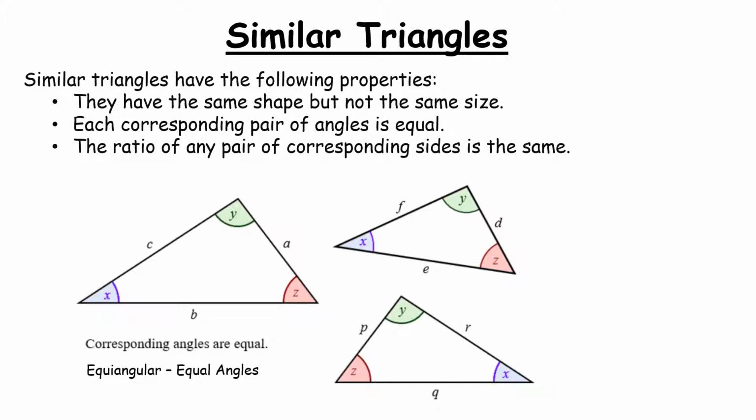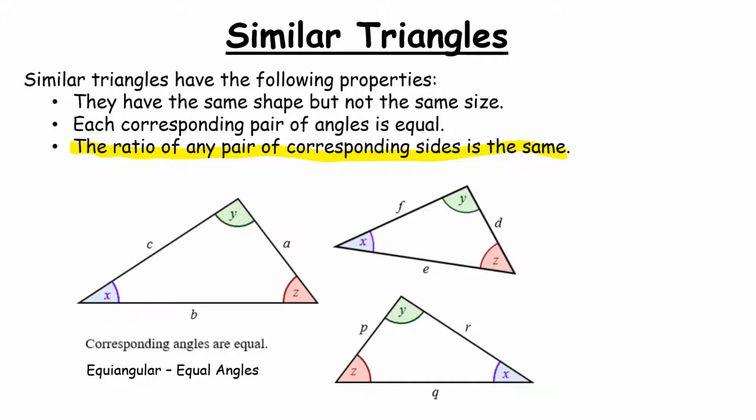So let's take a look at some pictures. Similar triangles have the following properties. They have the same shape, but not the same size. Each corresponding pair of angles is equal, and the most important piece here, based on one of our theorems, which we're going to look at in a second, and it's the most useful piece of information we know about similar triangles: the ratio of any pair of corresponding sides is the same. Okay, so that is hugely important, and we're going to work through that.